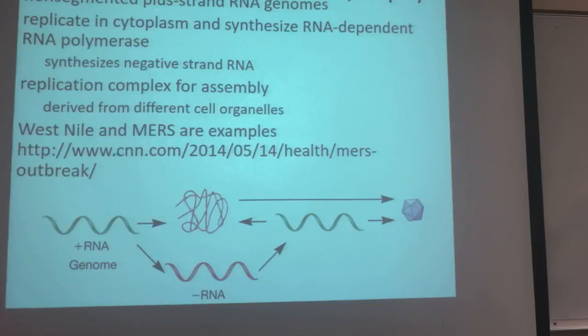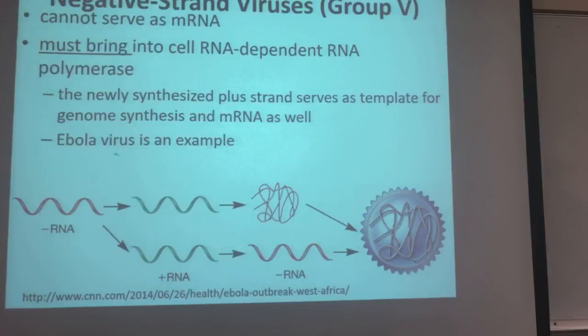But what about group 5? Group 5 is not the same. It's negative strand RNA, which isn't so easy, is it? Here, it must bring with it that enzyme. It cannot code for it once there. That's the thing to know.